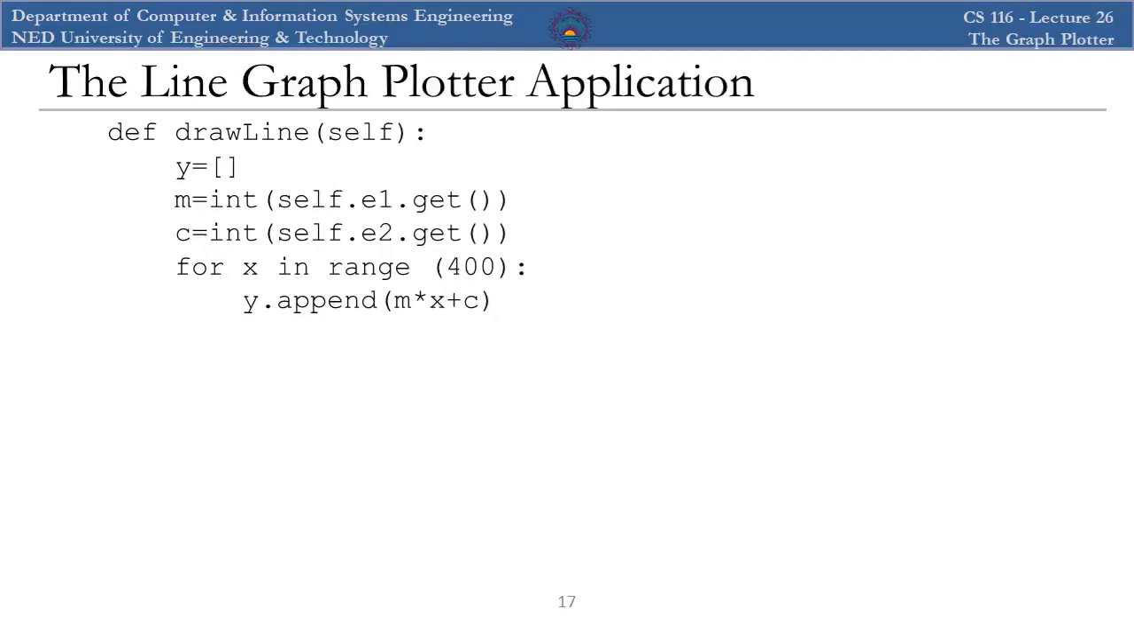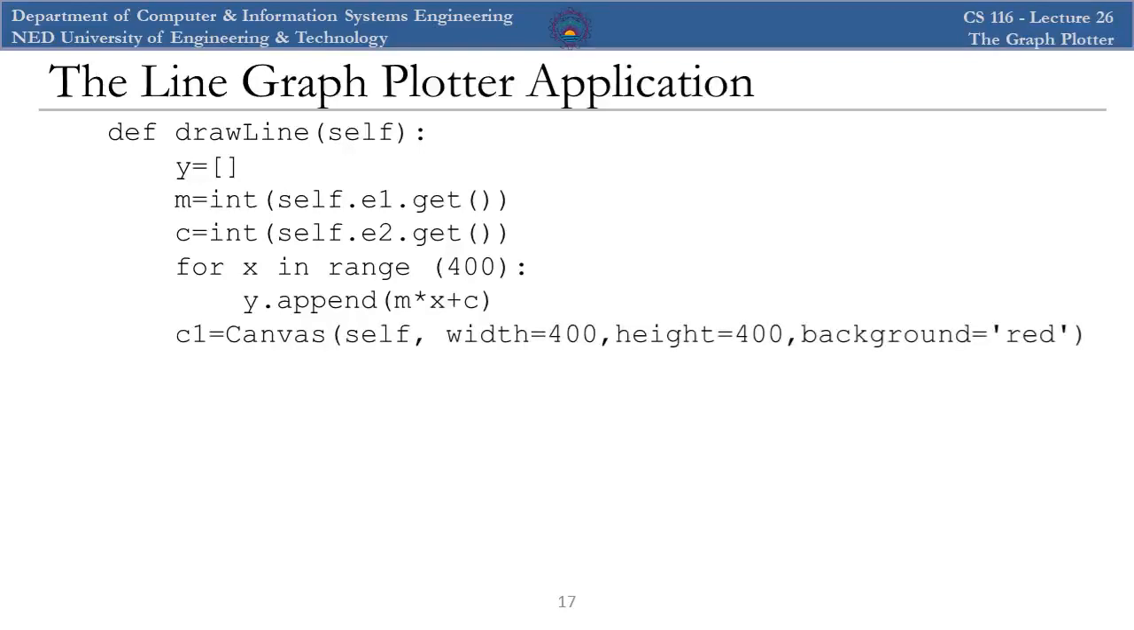Now we have prepared the list for y. We do not need to prepare any list for x because it's simply integer values increasing from 0 up to 399. So here I'm creating my canvas, specifying height and width to be 400. That means it's going to be a grid of 400 by 400. I'm setting the background color to be red. And here is my loop.